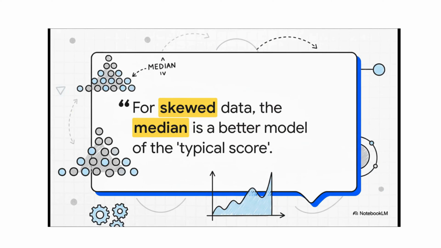So here is the golden rule, and this is a big one for any data detective. When your data is skewed by an outlier, the median is almost always the more trustworthy witness. It tells you what's typical without getting fooled by the extremes.